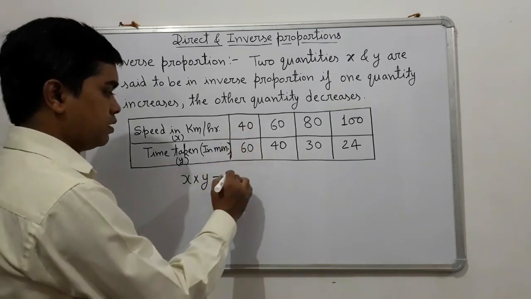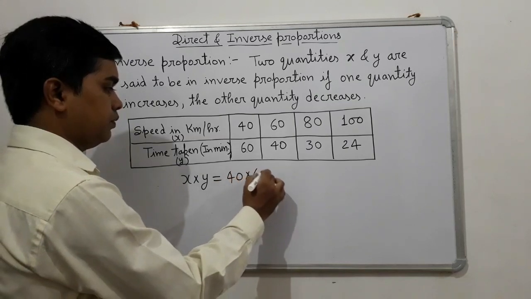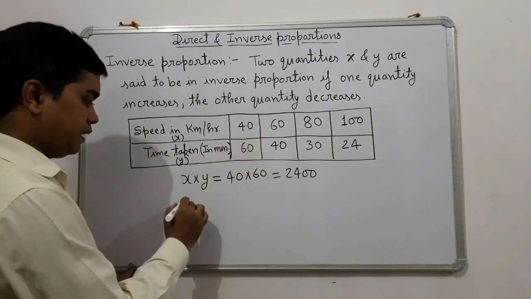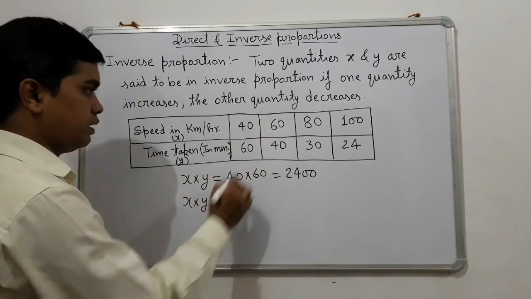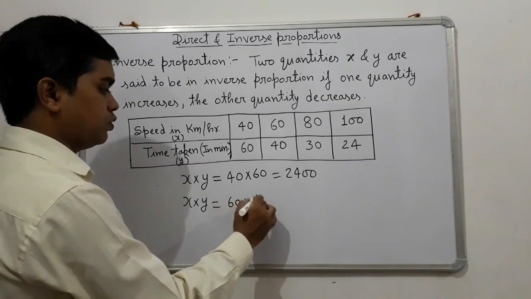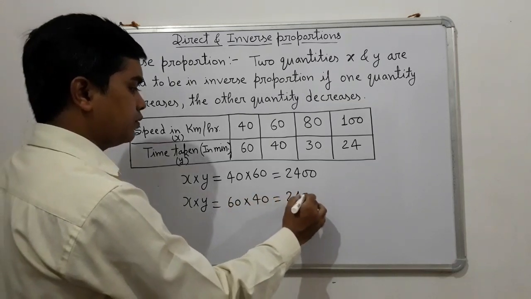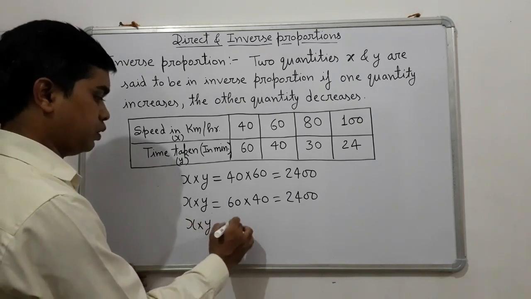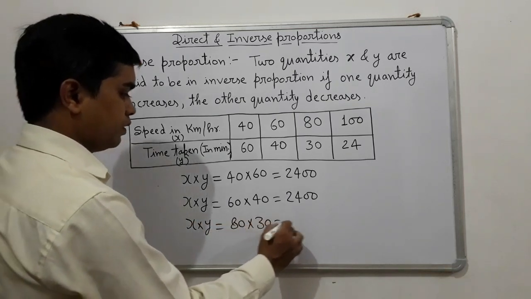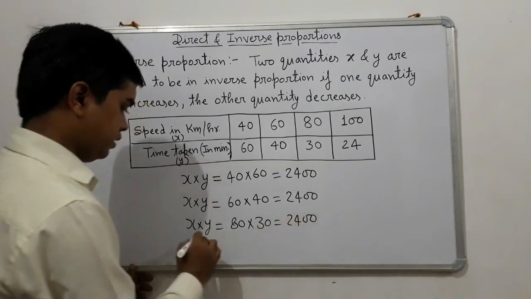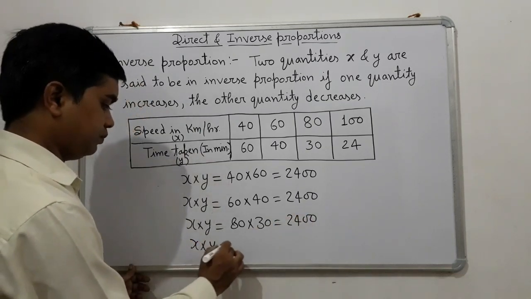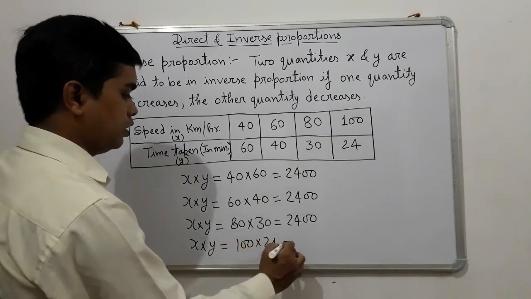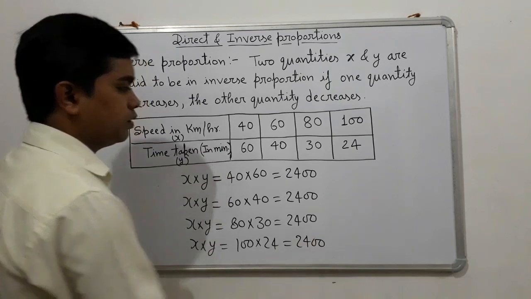X into y means 40 into 60, so it will be 2400. For the second case, x into y is equal to 60 into 40, so it will be again 2400. And for the third case, x into y is equal to 80 into 30, it is again 2400. And for the last case, x into y means 100 into 24, so it is coming again 2400.